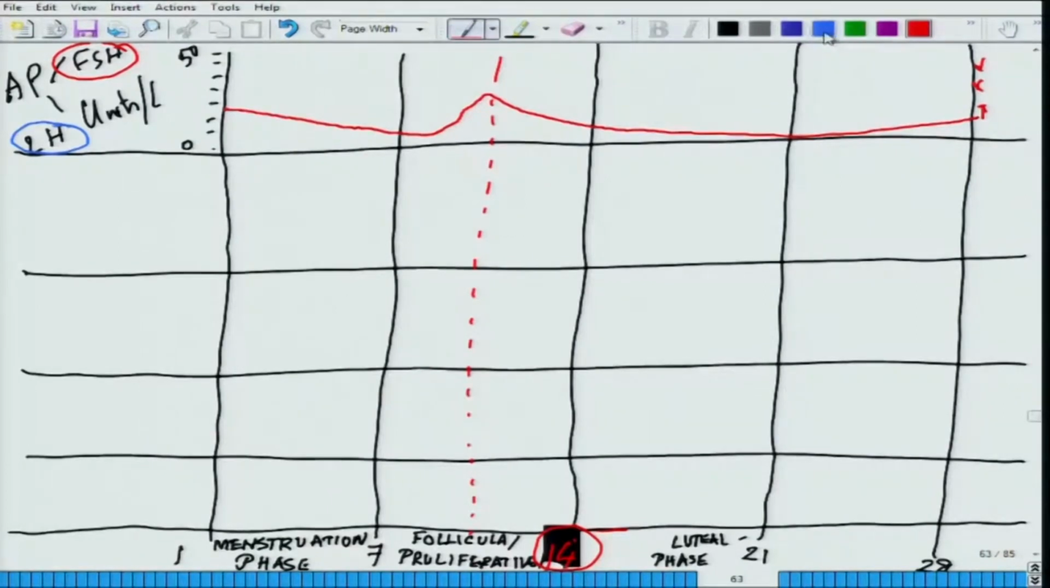Now, let us see how the LH is going. LH remains fairly low all throughout. And then it starts picking up here and it reaches the highest peak, and then it starts falling down again and goes down like this. So, if you look at it around day 14, which is here, LH is maximum.